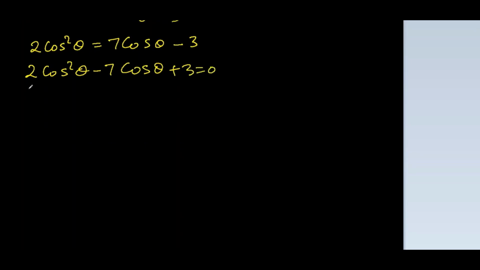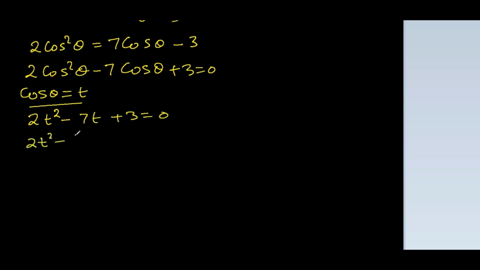Okay, so now let's assume that cos theta is equal to t. That's an assumption, okay? So this equation becomes a pure quadratic equation like this. And now you can use your calculator to find its roots, or you can factor like the one I'm doing here: 2t squared minus 6t minus t plus 3.